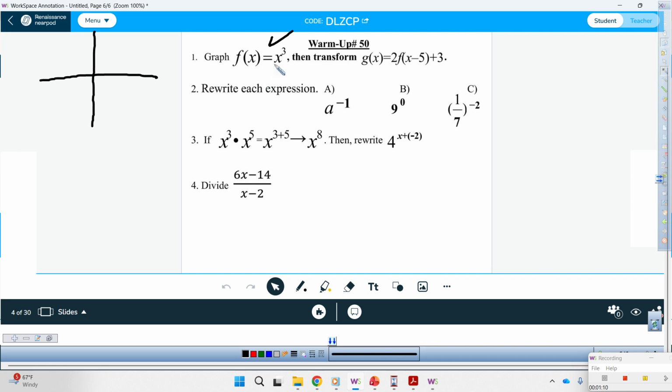To graph f of x equals x cubed, we need -2, -8, -1, -1, 0, 0, 1, 1, 2, 8. Guys remember that, yeah? The graph looks something like this, like a wiggle. But then they're asking us to transform it according to this, so in order to transform it, I need to put a little cube here on the parentheses, because it's a cubic. Which direction are we moving it to? 3 steps up and 5 to the right.